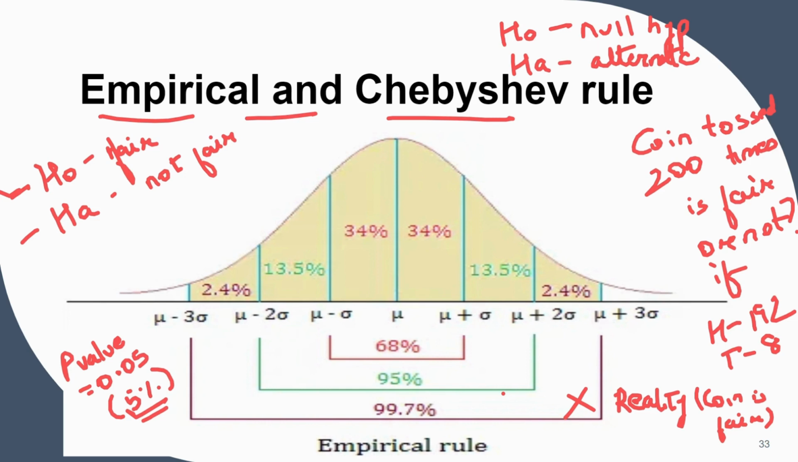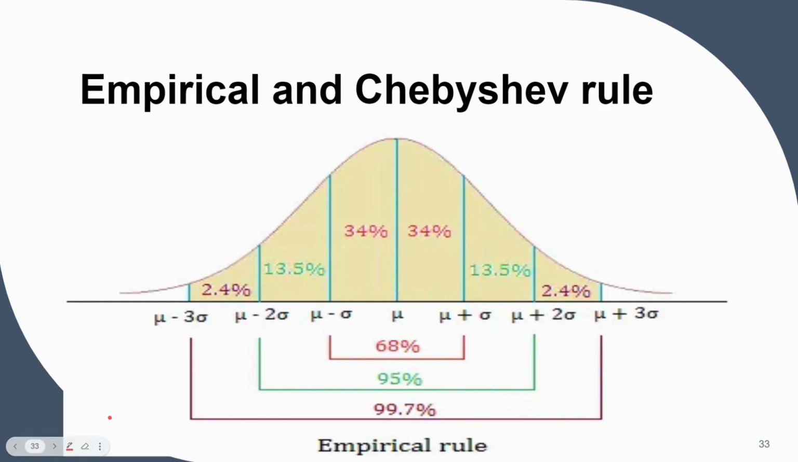When the null hypothesis is rejected, we say that we have a significant result. Significant result means that for the population, that is, if the coin is tossed infinite times, then also it will not be fair. It will still be a biased coin. So that was what we saw in the previous videos, a summary.